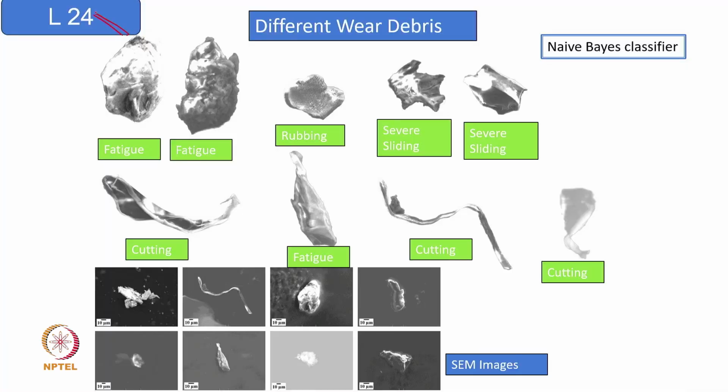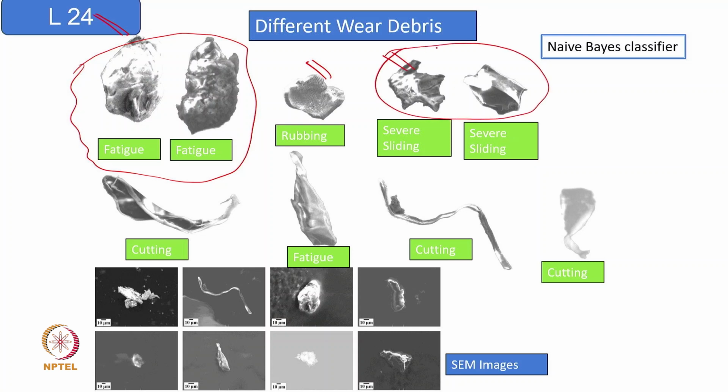We also covered different wear debris in lecture 24, and we found there is some sort of classification. We say rubbing wear will be like this, severe wear will be like this. Of course, you can see here the severe wear and pitting have quite an overlap. So whatever we do, there will be some sort of inaccuracy. Severe wear and fatigue happen because of the sliding itself.